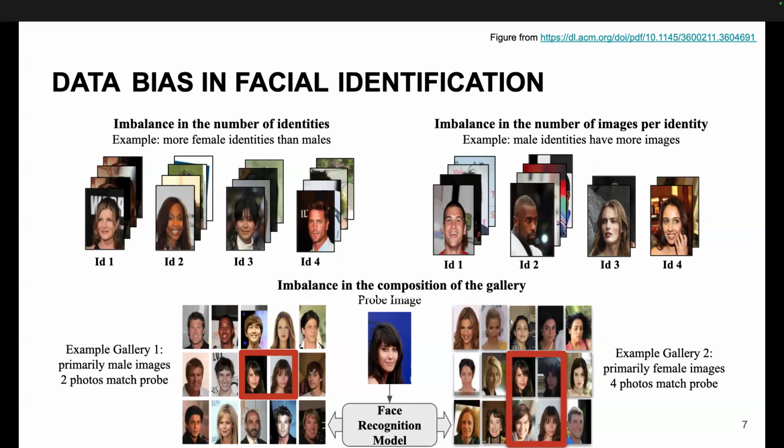And so the galleries will be completely balanced, both in terms of the number of identities and the number of images per identity. But this is a very specific form of data bias that can show up in this specific application, just to give you a sense of how different and complicated this domain can be, and how that can relate to how we think about the harms of these systems.